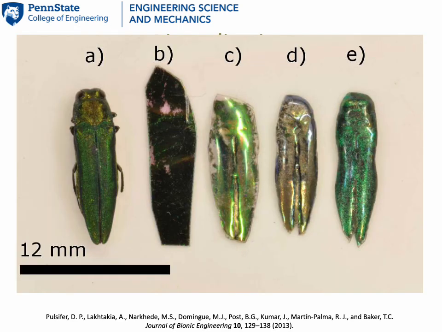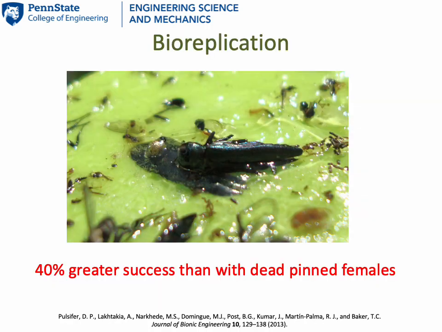My group used our bioreplication technology to make decoys labeled C to E of the insect A. These decoys of female emerald ash borers were used to lure male emerald ash borers for mating. Female emerald ash borers as well as their bioreplicas were stuck to adhesive sheets in order to lure male emerald ash borers flying overhead. Our bioreplicated decoys were 40% more successful than dead females in luring male emerald ash borers.